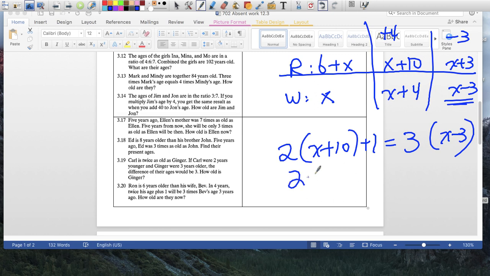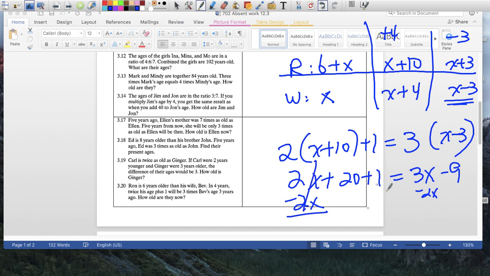How old are they now? 2x plus 20, distributive property plus 1, 3x minus 9. Let's do minus 2x, minus 2x. And we're going to get, these are bye-bye. 20 plus 1 is 21. 3x minus 2x is x, minus 9. We're going to do plus 9 on both sides. And x is going to give us 30. Okay. x equals 30. And then that's it.